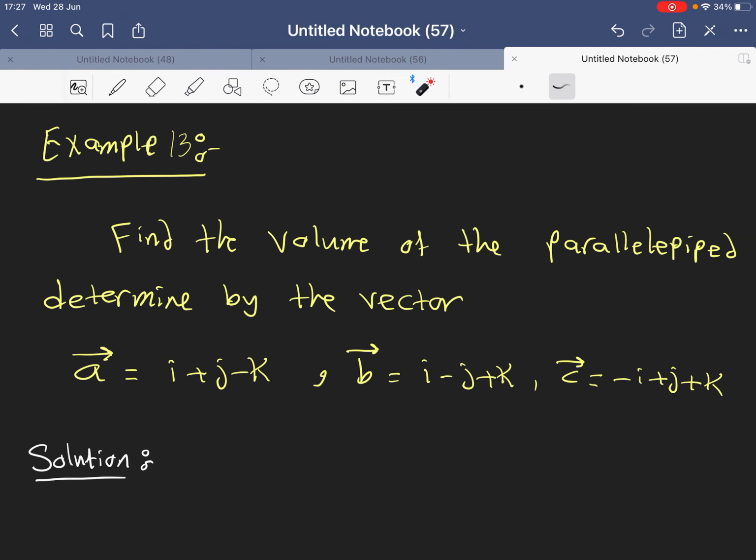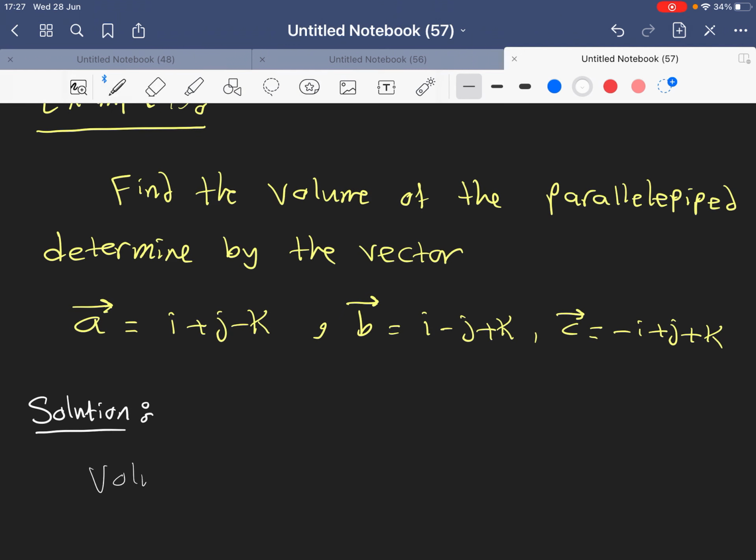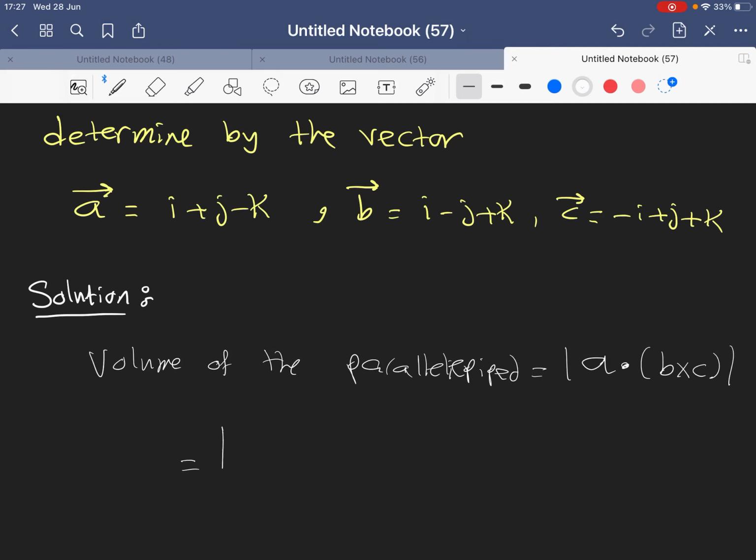So here is the example. Find the volume of the parallelepiped determined by the vectors A, B, and C. So I have three vectors and I need to find the volume. We'll just go ahead and apply the formula. The volume of the parallelepiped equals A dot B cross C, and this has a formula by itself.